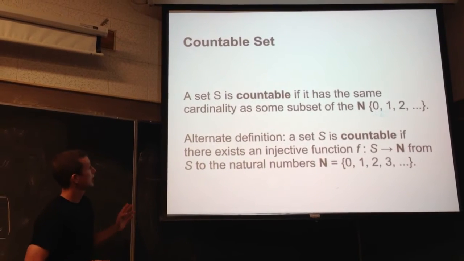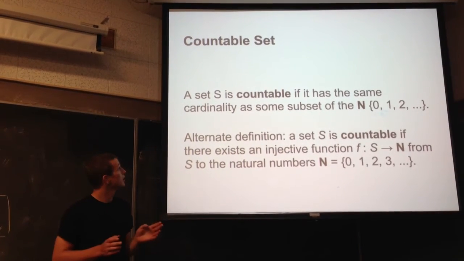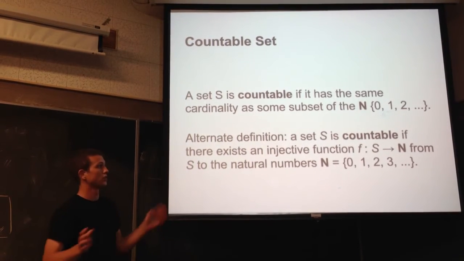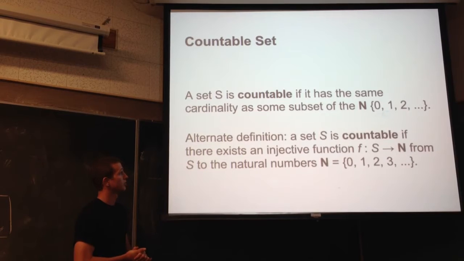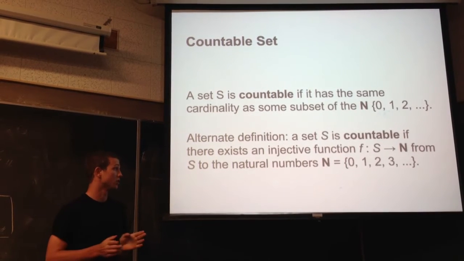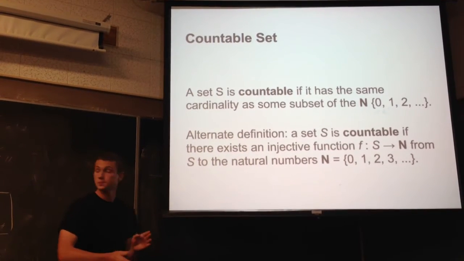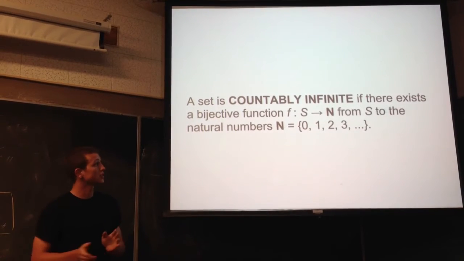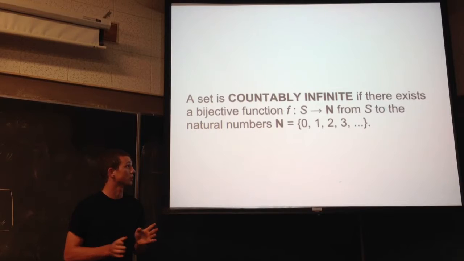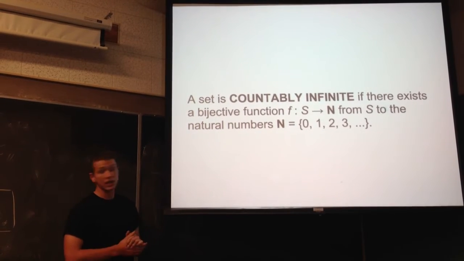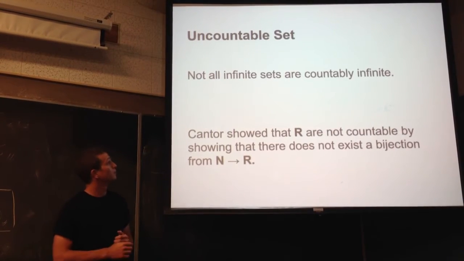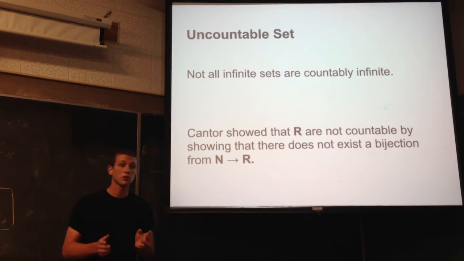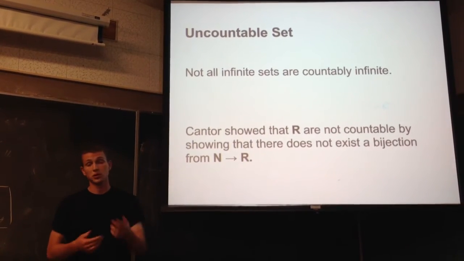Another definition: a set S is countable if it has the same cardinality as some subset of the naturals. Another definition: set S is countable if there exists an injective function from S to the naturals. A set is countably infinite if there exists a bijective function from S to the naturals. But not all infinite sets are countably infinite. And we know this, we've seen an example in the previous group.